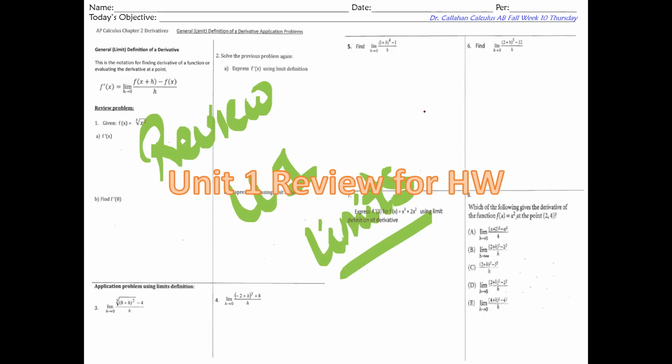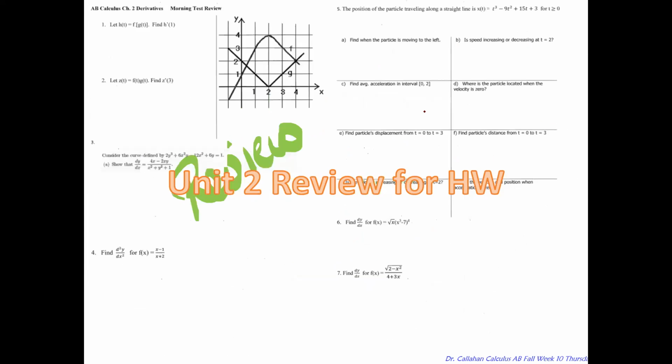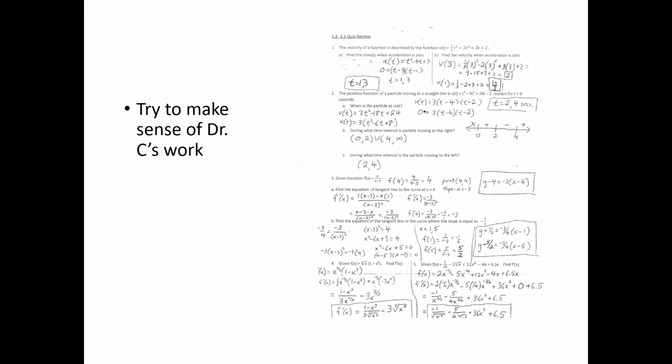This is a review of your unit for Unit 1, so it's important not to forget about certain things, especially like the limit definition. All right, and then with that said, let's go ahead and get started.